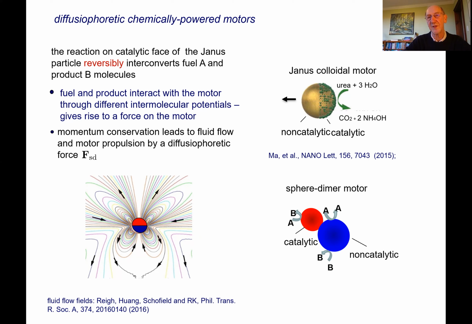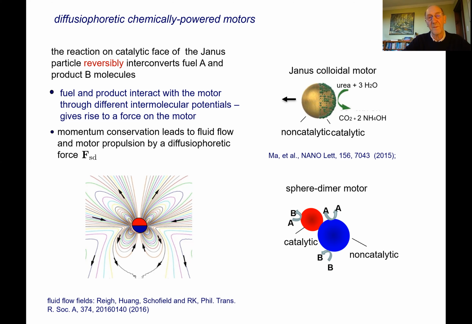So on the right, you see a Janus colloidal motor. This is from Samuel Sanchez's work. It's a silica sphere half coated with urease, the enzyme urease. And that enzyme converts urea to carbon dioxide and ammonium hydroxide. I want to point out that generally these chemical reactions occur reversibly. And this reversibility, of course, is a consequence of the underlying microscopic reversibility of the dynamics of the system.